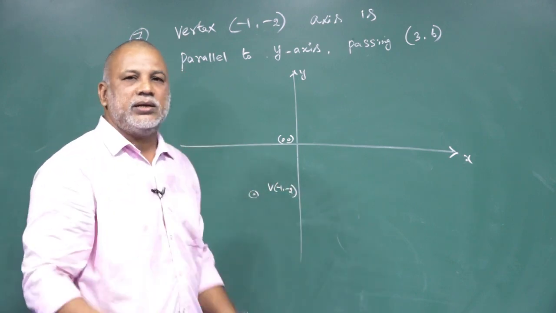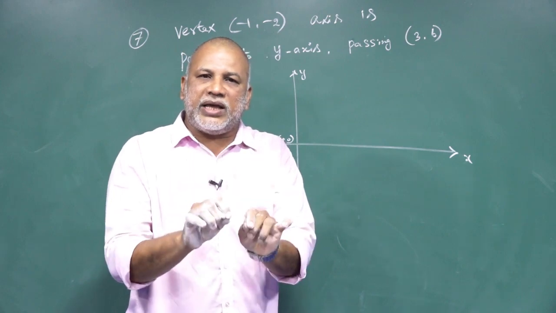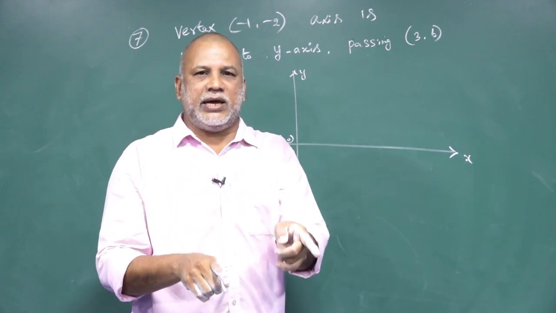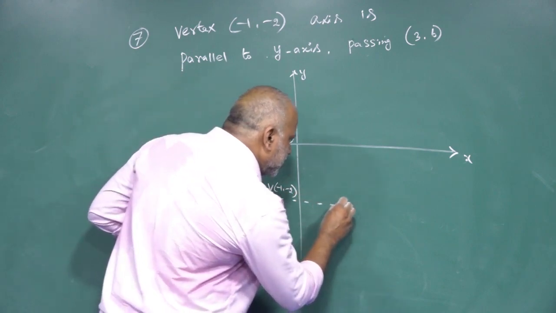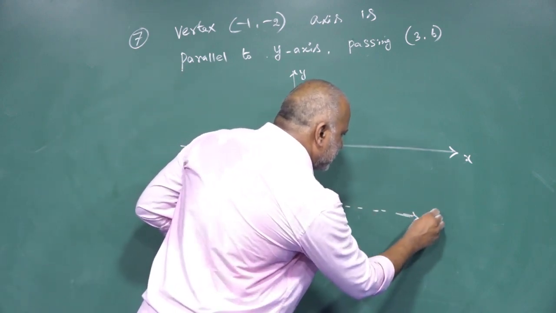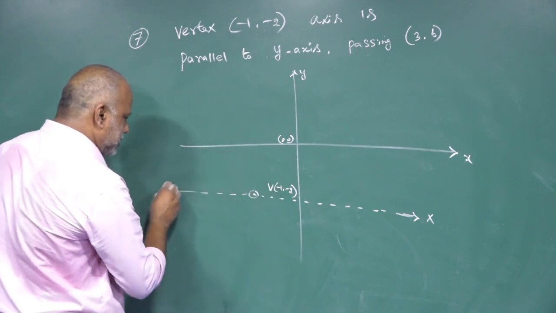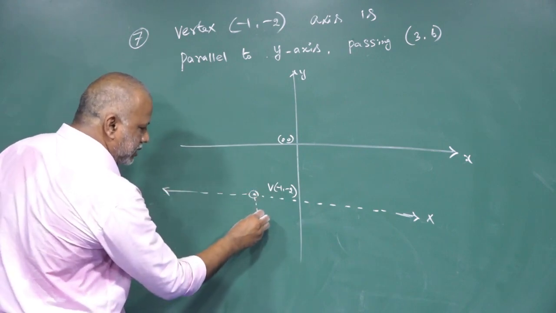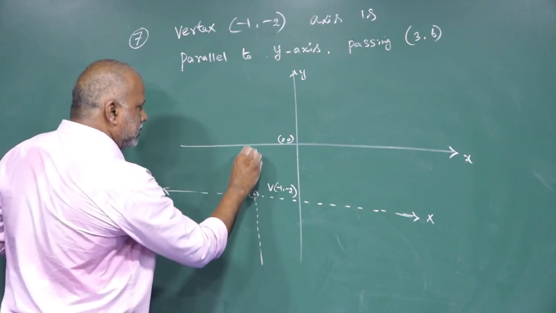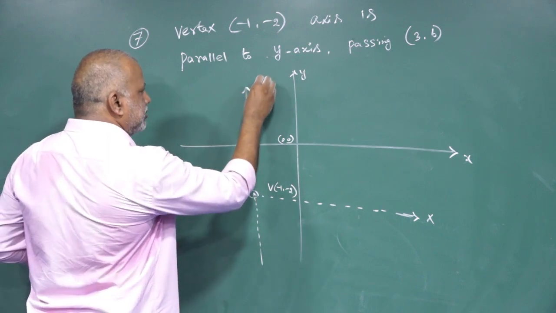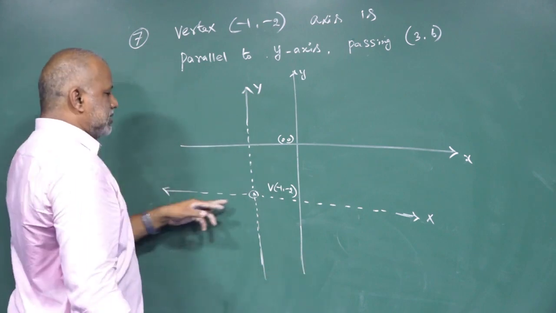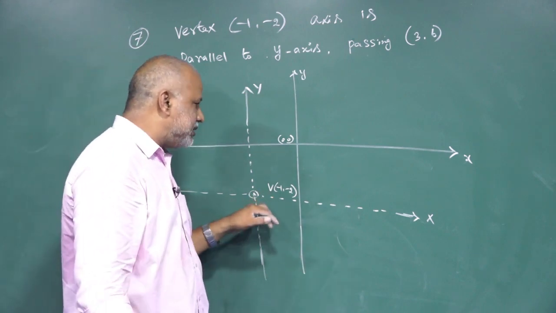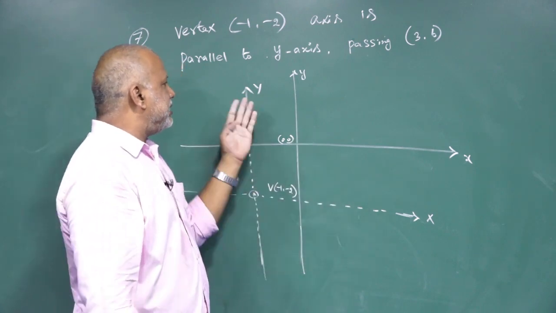I already explained: if you plot the vertex point, then we need capital X and capital Y parallel to small x and small y. See here, this is capital X, this is capital Y. Now see, this is the parabola, this is the vertex, then the given capital X and capital Y.